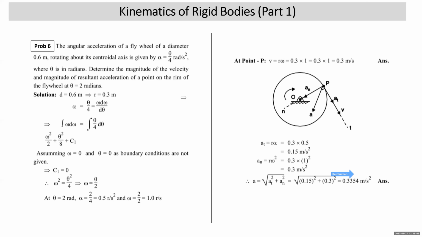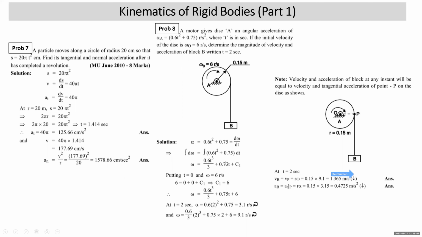Okay, let's move to the next sum. This problem is also a problem of varying acceleration only. The next two sums. Now we will take first question number 7. Short sum. A particle moves along a circle of radius 20 centimeters so that S is equal to 20 pi t square centimeter. Find its tangential and normal acceleration after it has completed a revolution. S is equal to 20 pi t square.